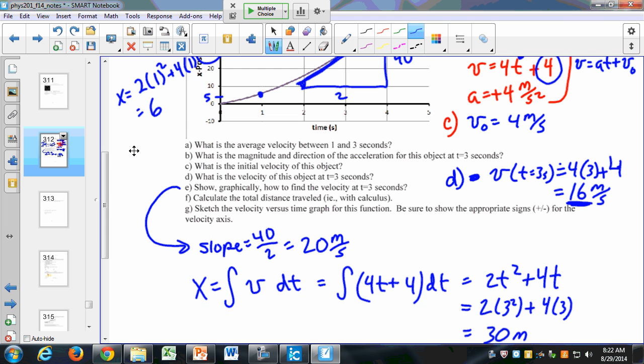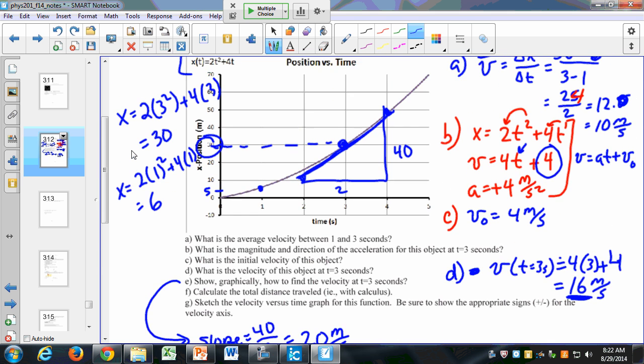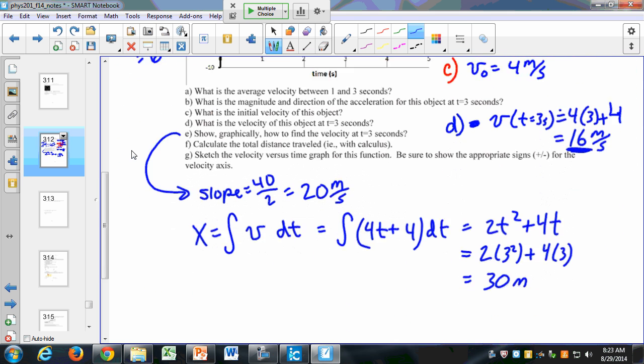All right. That's just what the question asked. Oh, no, it was the total distance, wasn't it? I'm sorry. Yeah, so the total distance is at 5 seconds. Sorry, so the total distance is 2 times 5 squared plus 4 times 5. It's 50 plus 20 is 70. Is that what you said, Tom? Yeah. And then finally, sketch the velocity versus time graph.